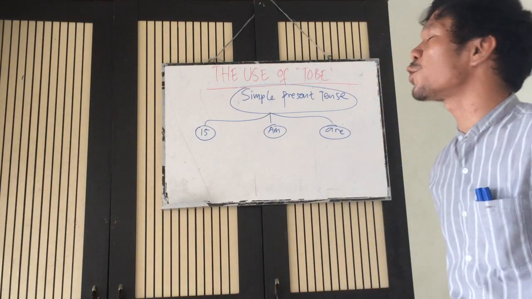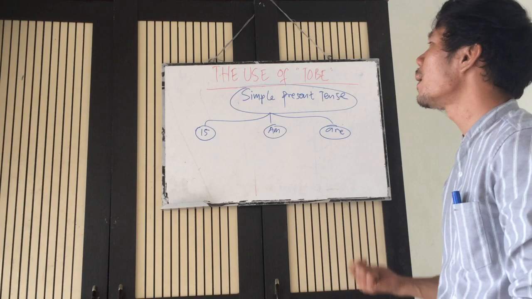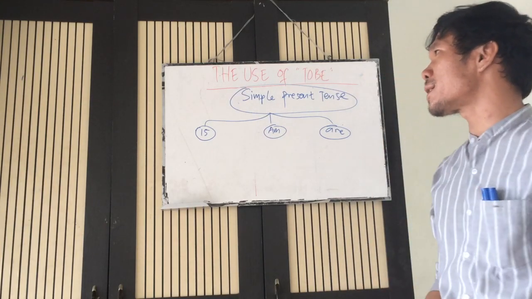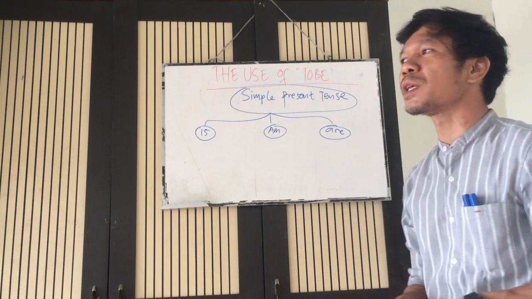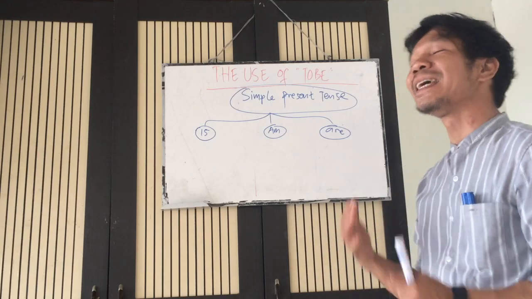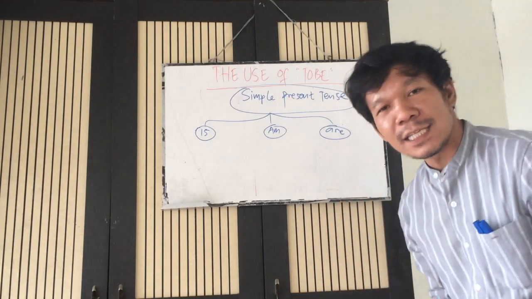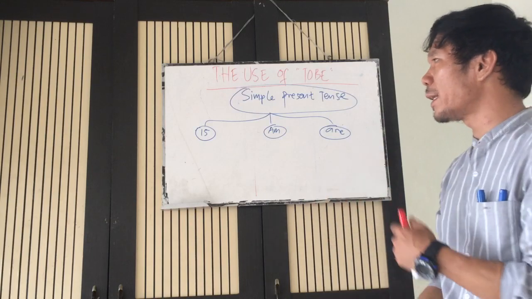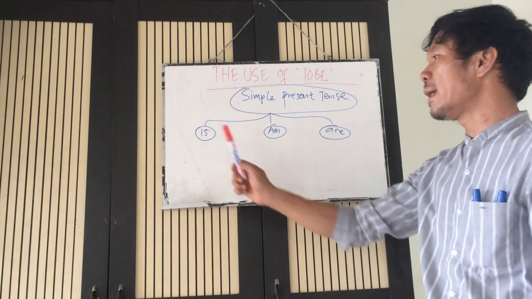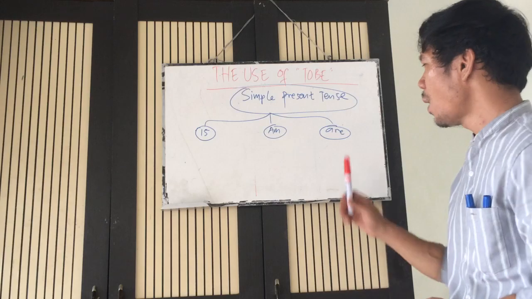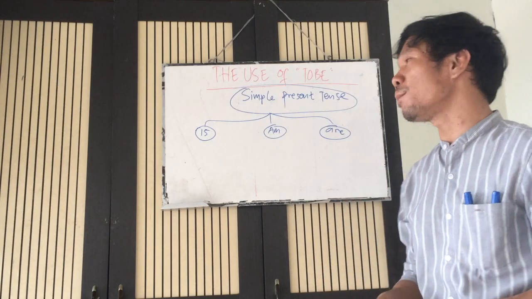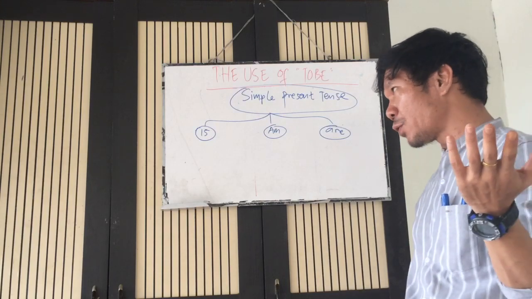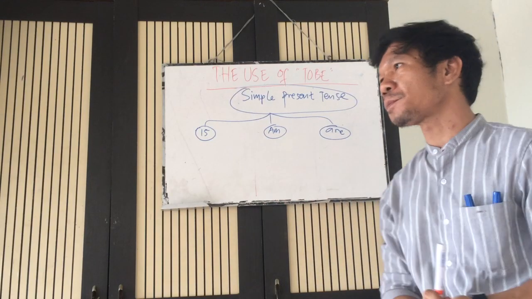The use of to be is the topic of our material for today. I had explained about the differences between the usage of to be according to the tense. The first one I want to explain is the use of to be is, am, are, for the tense of simple present. Let me tell you something about the use of those to be.